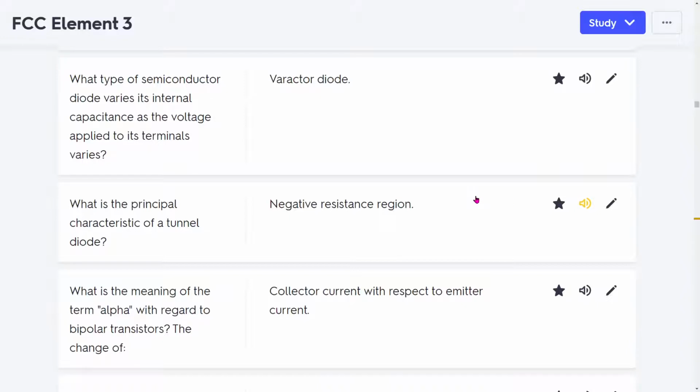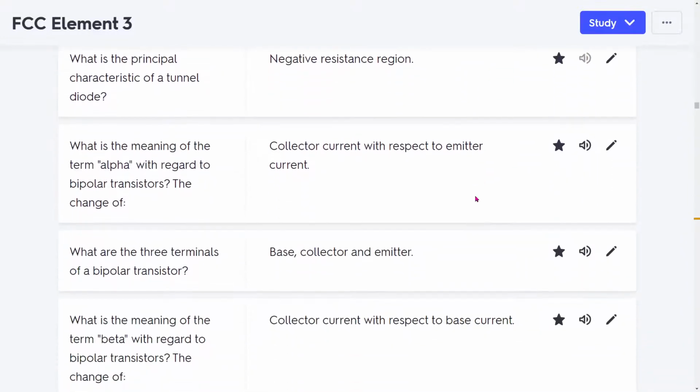What is the principal characteristic of a tunnel diode? Negative resistance region. What is the meaning of the term alpha with regard to bipolar transistors? The change of collector current with respect to emitter current.